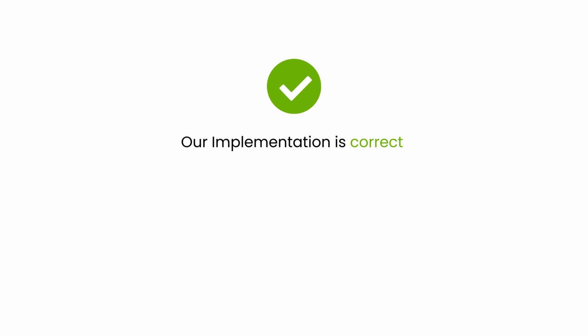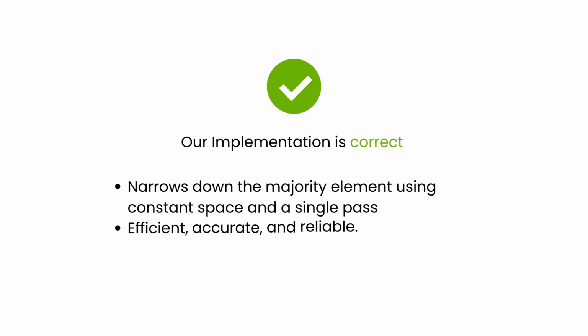Wrap up. So, our implementation is correct. The algorithm successfully narrows down the majority element using constant space and a single pass, efficient, accurate, and reliable.